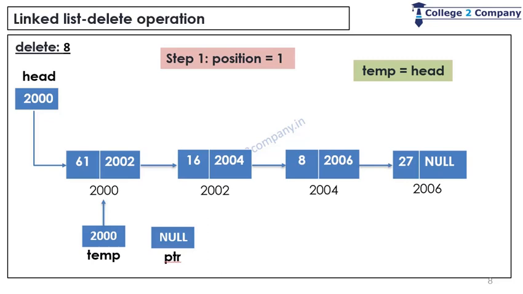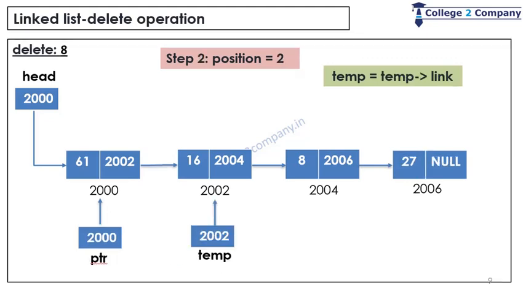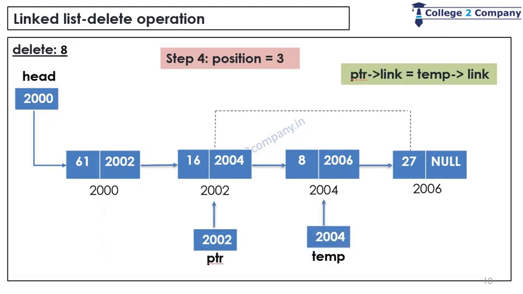We need to traverse the list till we reach position 3. We increment temp: temp is equal to temp's link. Now temp was pointing to the first node, and its link value is 2002. Now it will move to the next node by taking its link value. Now temp is pointing to the second node. We repeat the same step. Now temp is pointing to the third node.